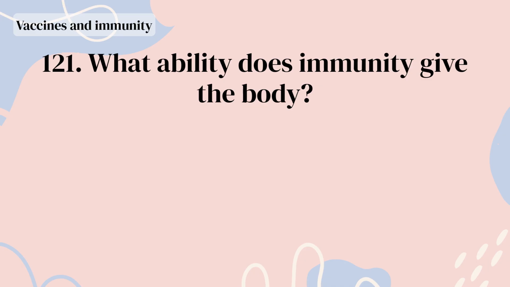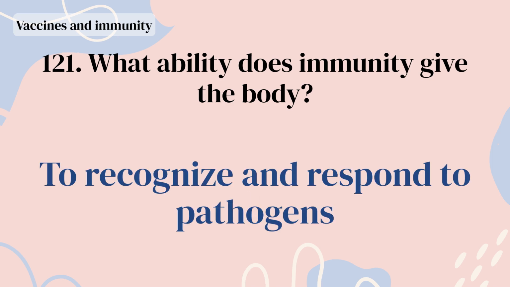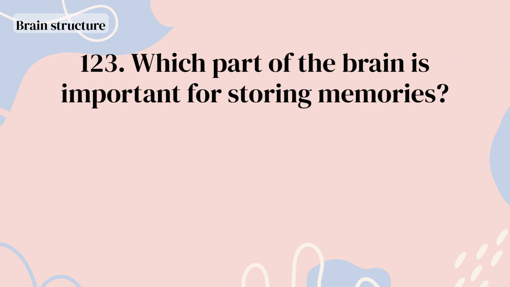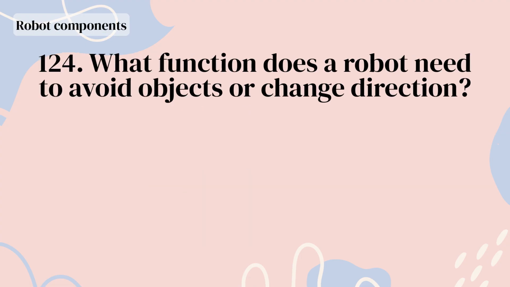What ability does immunity give the body? To recognize and respond to pathogens. Which planet has the longest rotation period in the solar system? Venus. Which part of the brain is important for storing memories? Hippocampus.